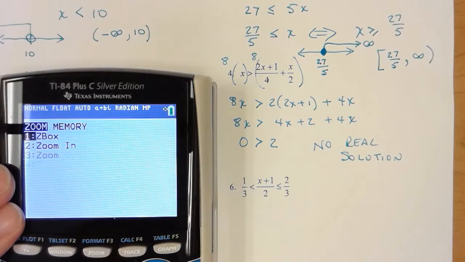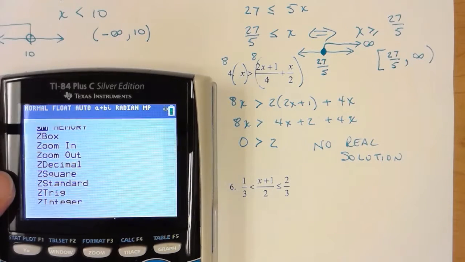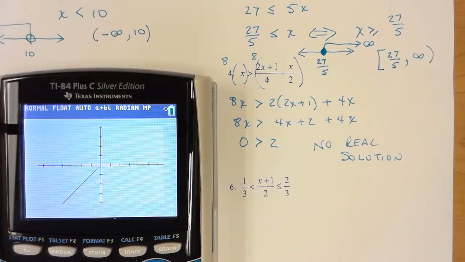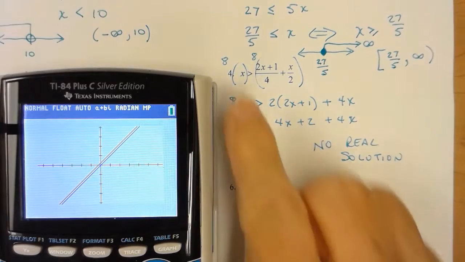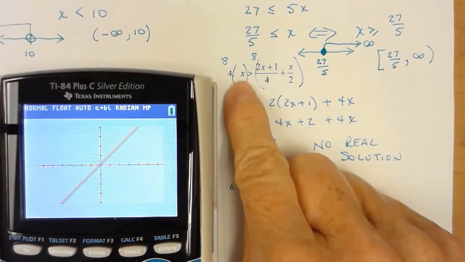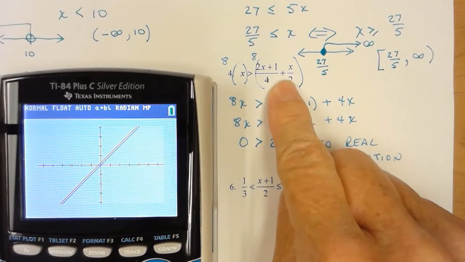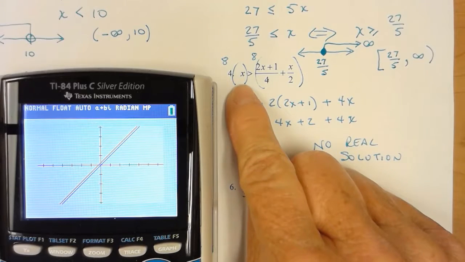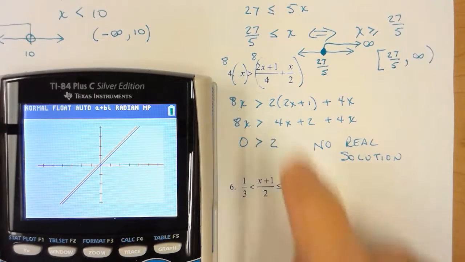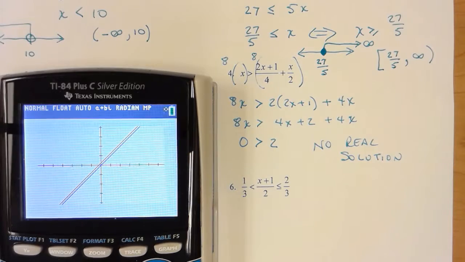Let me do zoom 4. Decimal window will get me closer. That is x. That is parallel to that line, and if you'll notice, it's above it. There's no way that this side can ever be greater than that side. For it to be greater, it has to be above. So that's why there's no solution on that one.